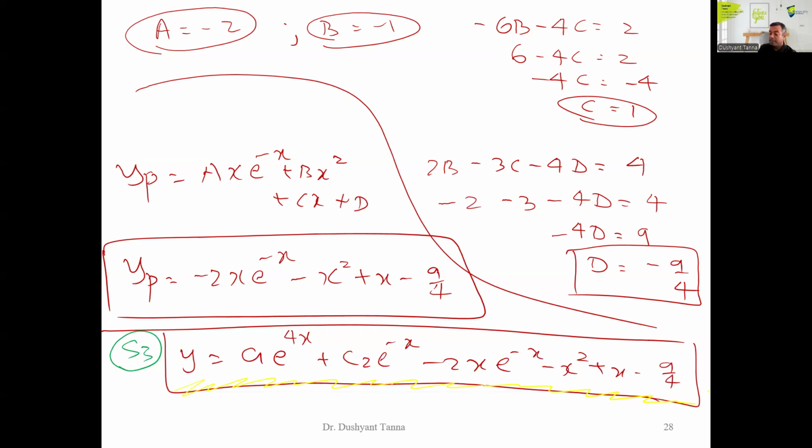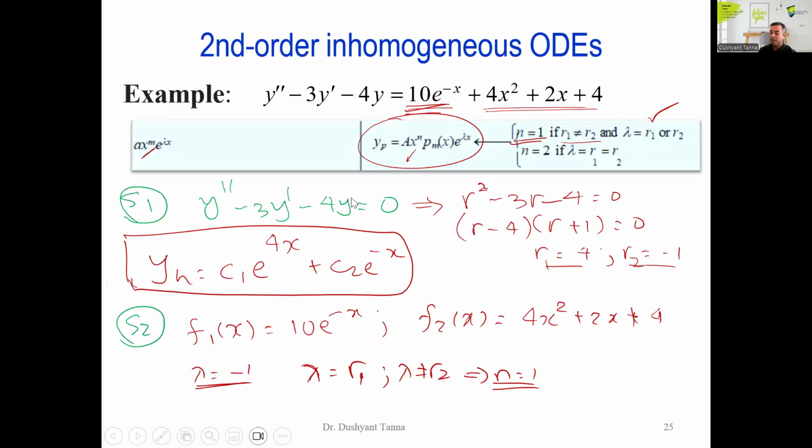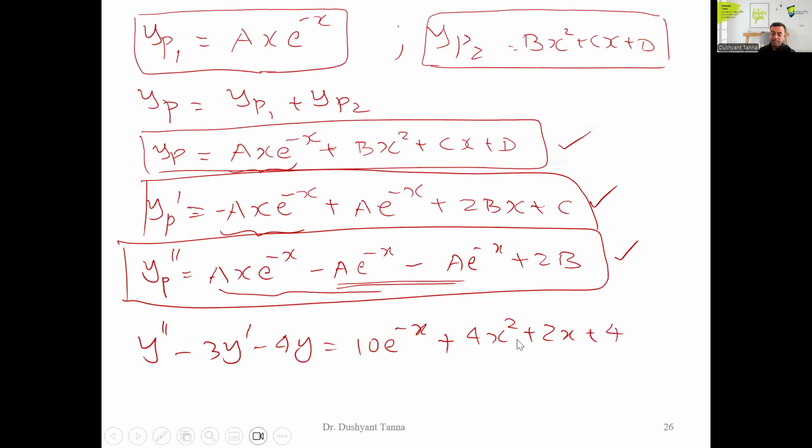You could combine e power minus x if you want, or leave it like this, no problem. It's already enough length. The only tricky part, like I said, was at the beginning where you had two separate YPs, where you talk about F1 and F2, function 1, function 2. Take care when you talk about lambda and R1 and R2, pick the right case, and from there you combine and get your YP. Once you get your YP, it's just a normal question.